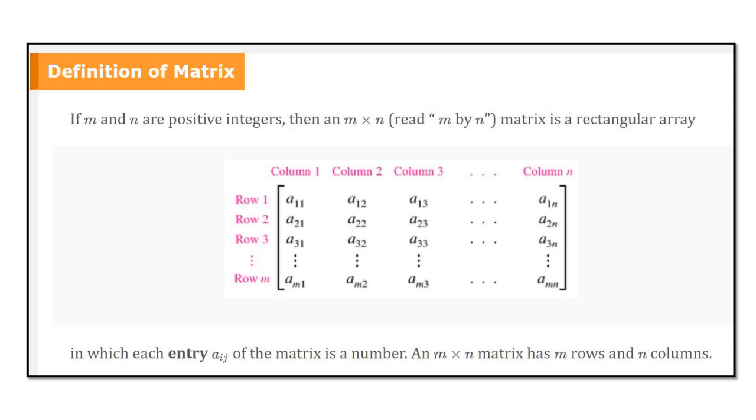Now, the position of each element is described by a suffix. This number 1 is not 11. It means row 1, column 1. For instance, the second one here, A12, means this element is in row 1, column 2, and so on and so forth.